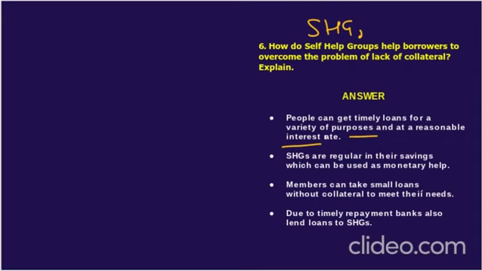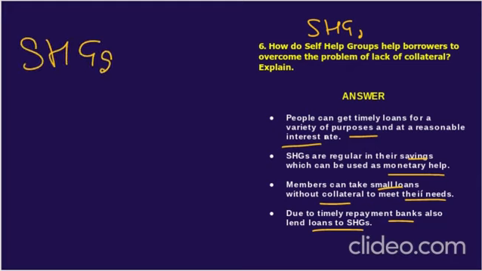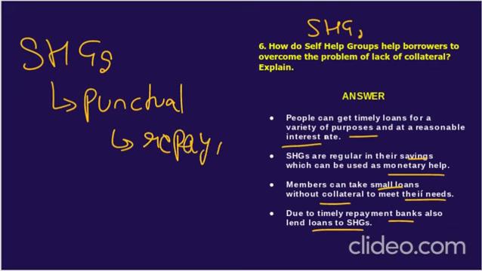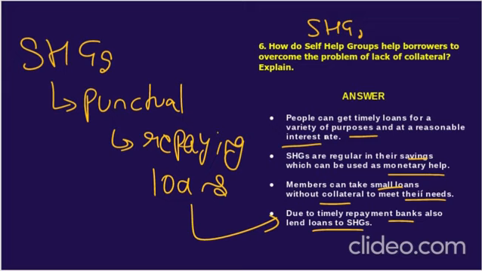After that, the self-help groups are regular in their savings, which can be used as a monetary help. Now they are very regular at the self-help group. They do savings from whatever they earn, so that acts as a monetary help. After that, the members can take small loans without collateral to meet their needs. So for meeting their needs, they can take small loans and there is no need of any collateral. And due to the timely repayment, banks also lend loans to SHGs. When we talk about SHGs, they are very punctual in repaying their loans. So that's why the banks give them loans, knowing they will get it back properly on time with the interest, so no problem. So this is the answer.